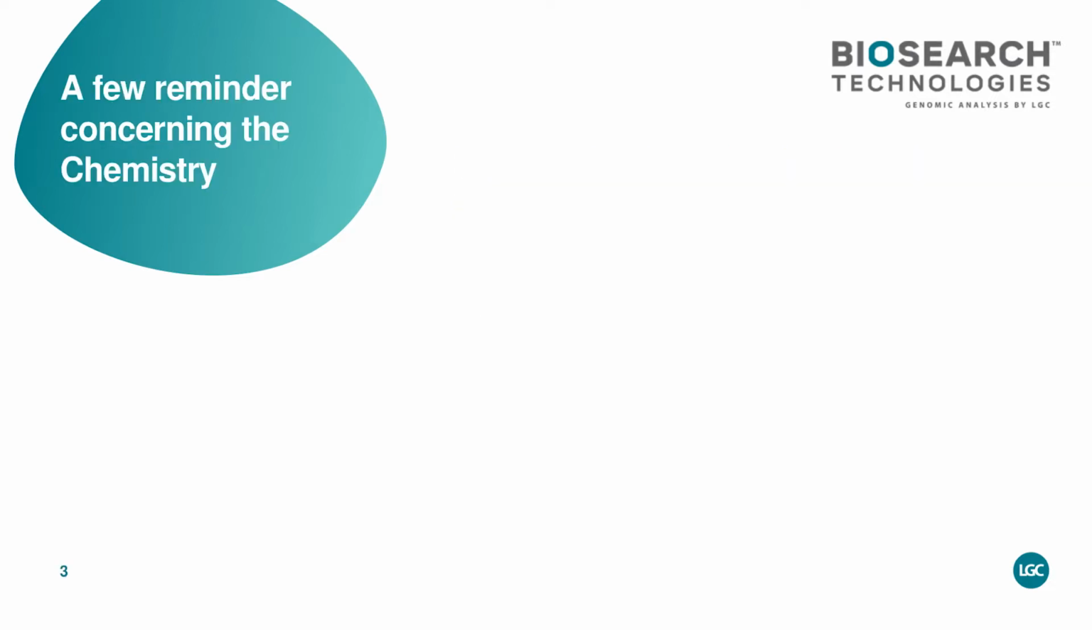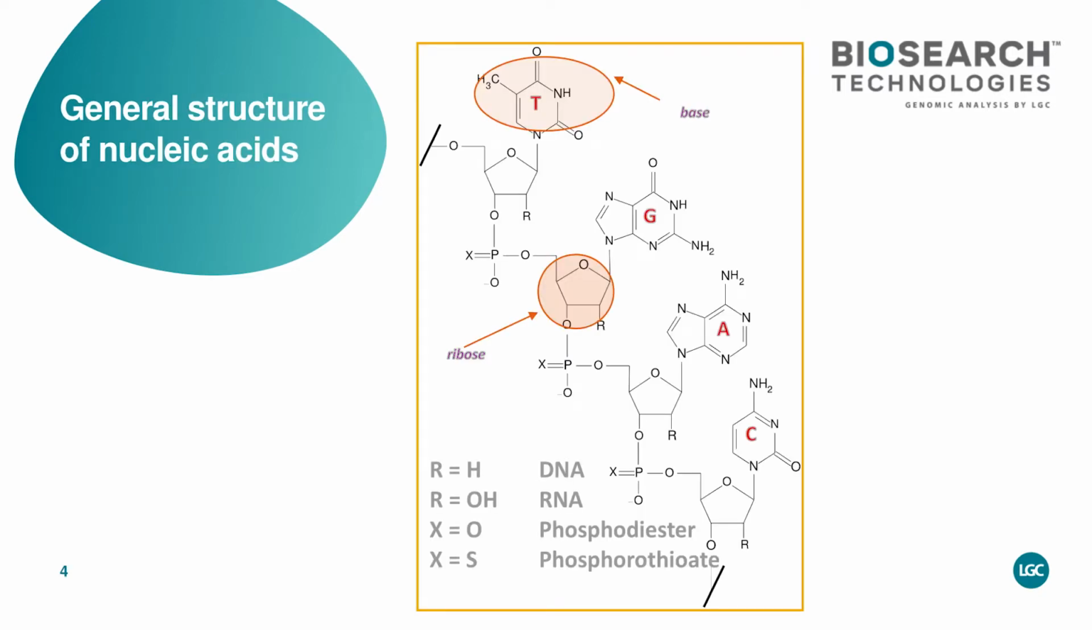A few reminders concerning the chemistry. Of course, you know the oligo very well. There is the ribose. In the ribose, if the R is H, it's a DNA. If OH, we speak about RNA. There is also now the 2' methyl, the 2' fluoro, and all these things. We can speak also about the phosphodiester and the phosphorothioate. There are the 4 bases in DNA and RNA and all these things.